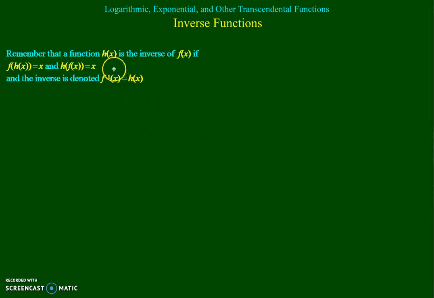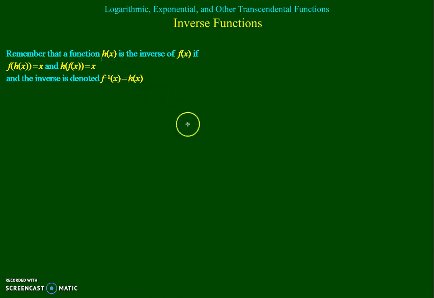So remember that a function is an inverse of another function if the composite, let's talk about f and h, if the composite of f of h of x is equal to x and h of f of x is also equal to x. That means then that f to the negative 1, or f inverse of x, is h of x. So that means that h of x is an inverse of function f. Only if these two conditions are met are h and f inverses of each other.